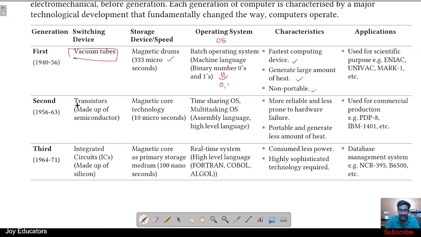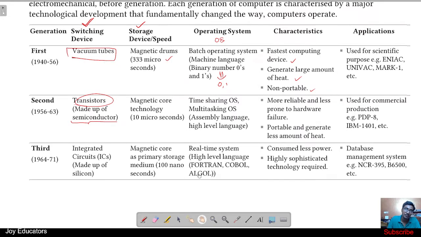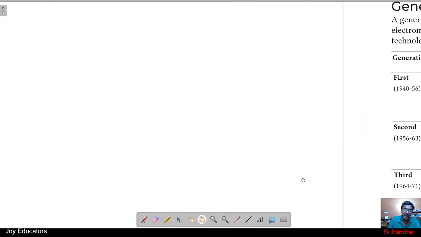Second generation, there are transistors. The one thing you need to remember is this: the switching device and the storage device are transistors, which are made up of semiconductors. So what is a semiconductor? Do you know what a semiconductor is? Let us see what exactly semiconductors and transistors are.